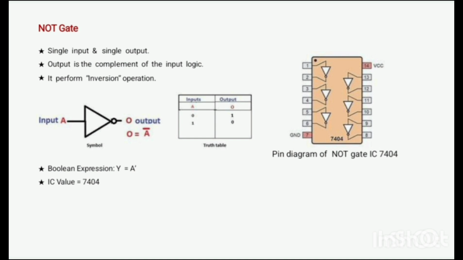This is the pin diagram. IC 7404 is a 14 pin IC, pin 7 is ground, pin 14 is VCC. First pin is input, second pin is output. In the 7404 IC, there are 6 NOT gates. This is all about the NOT gate.